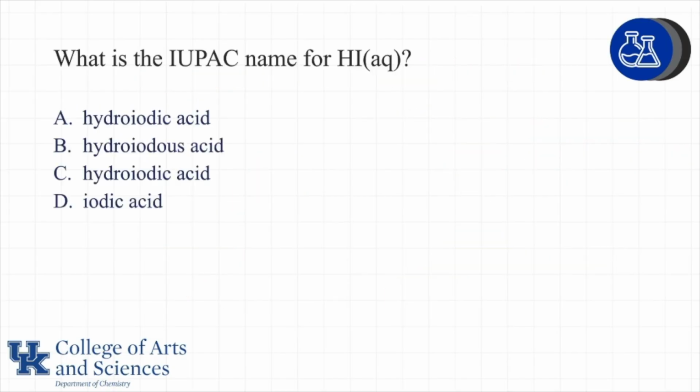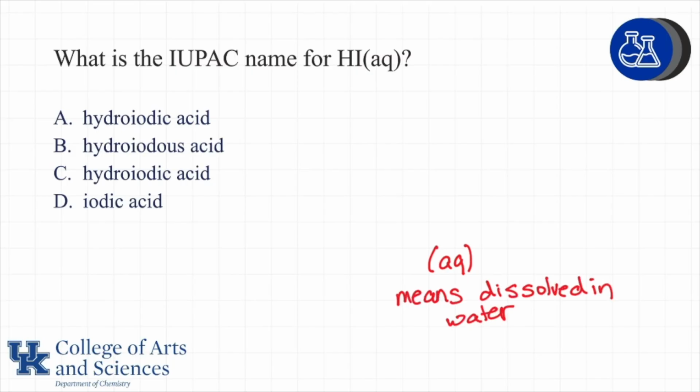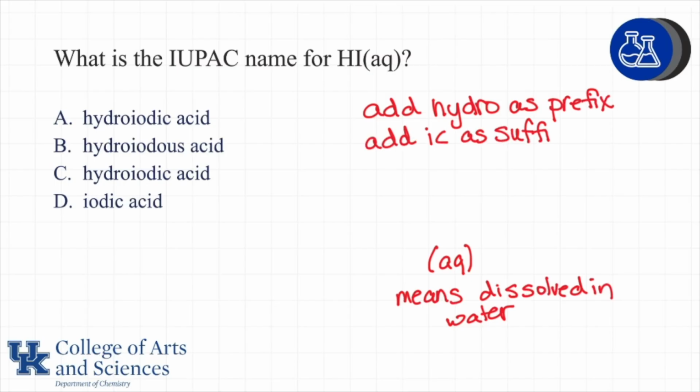What is the IUPAC name for HI aqueous? And we put the aqueous in there just to indicate that it's dissolved in water, because to name it as an acid, it needs to be dissolved in water. We add the hydro as a prefix, we add ic as a suffix, and then add acid at the end. So C is the correct answer, hydroiodic acid.